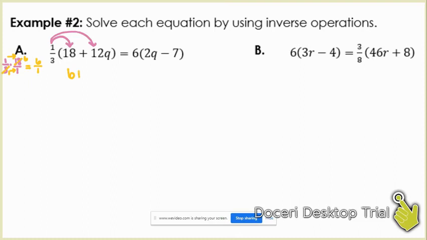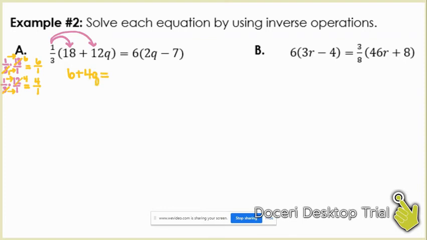Then we also have to take 1/3 times 12q. So we're going to take 1/3 times 12, which is also over 1. And we know that 3 goes into 12 a total of 4 times. So we have 1 times 4, which is 4, and 1 times 1, which is 1. So we get 4 over 1, which is just 4. So we have 6 plus 4q.